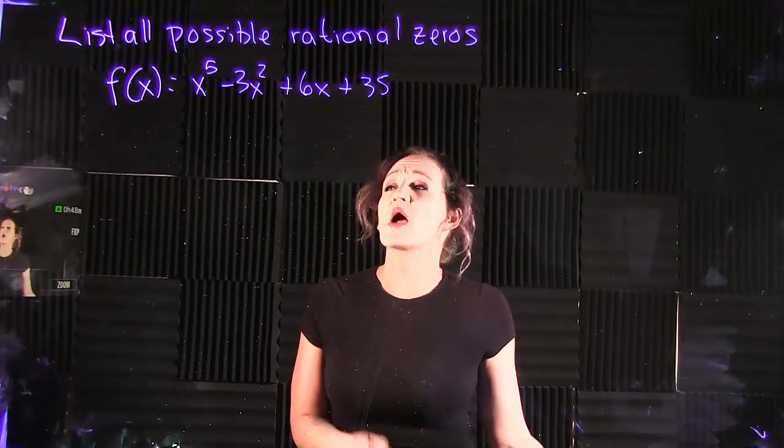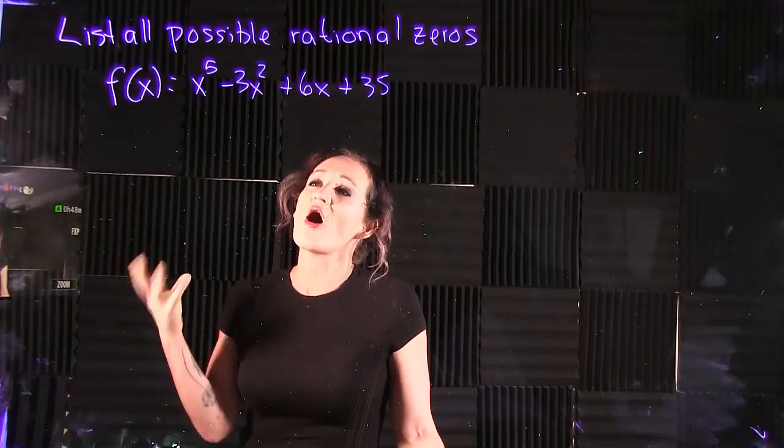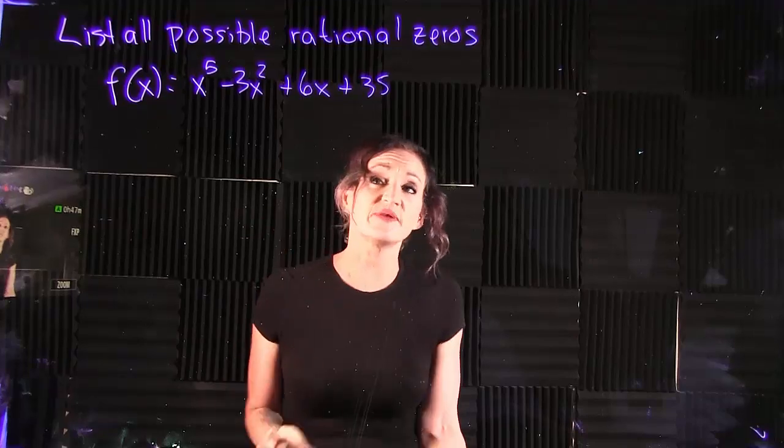For this problem, we're going to use the rational zero theorem to determine all the possible rational zeros of the given function. This is the P over Q function.